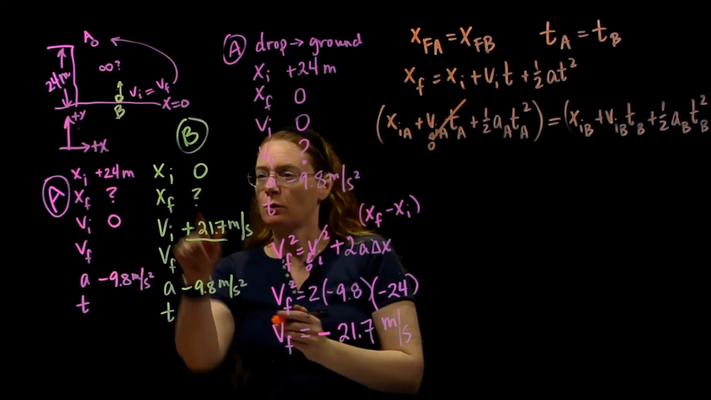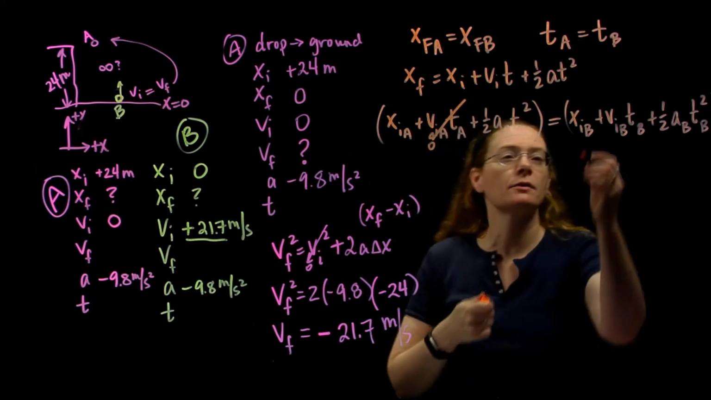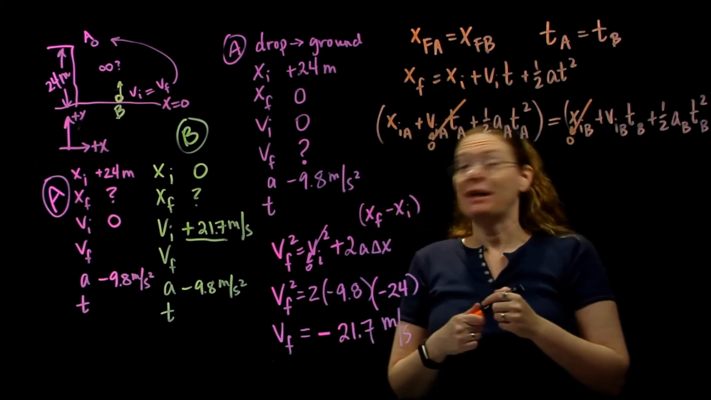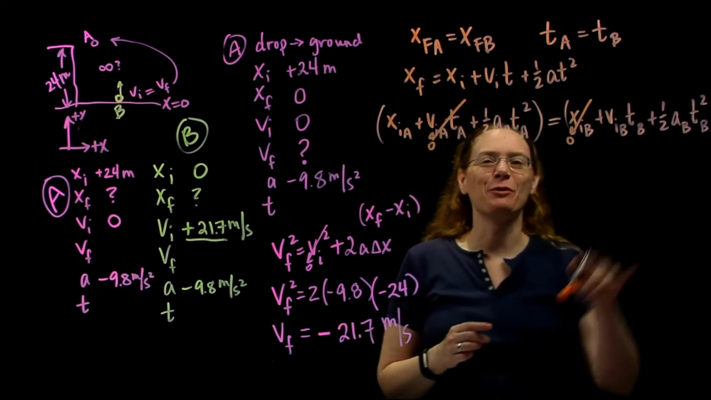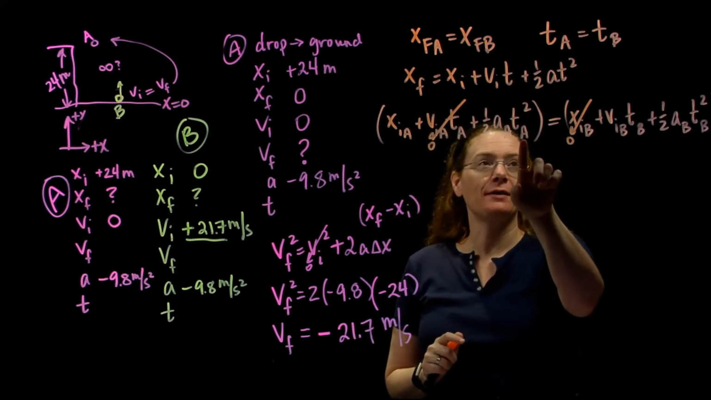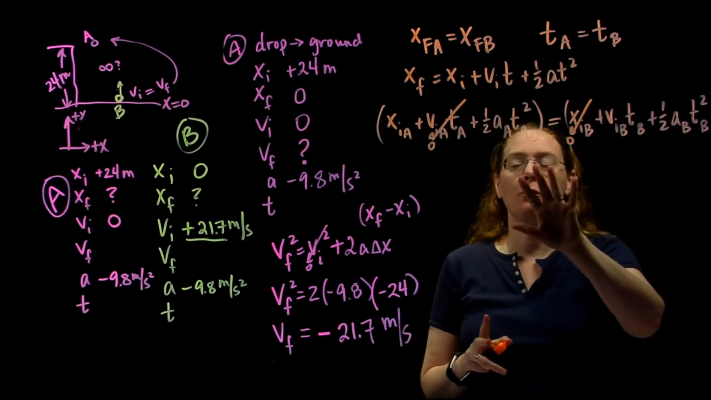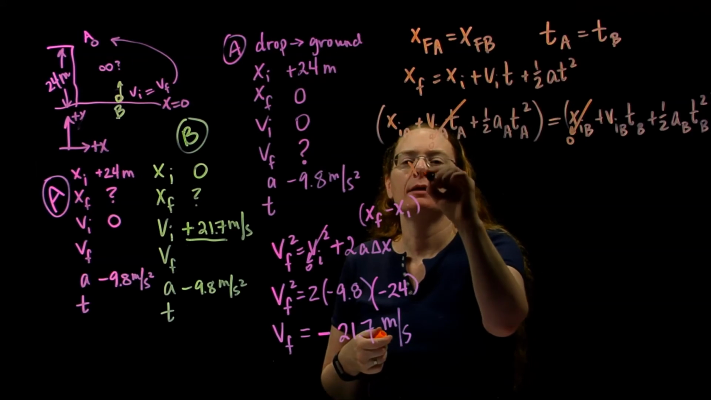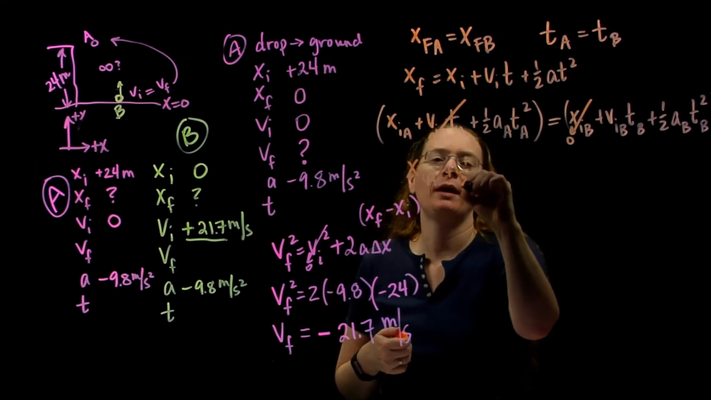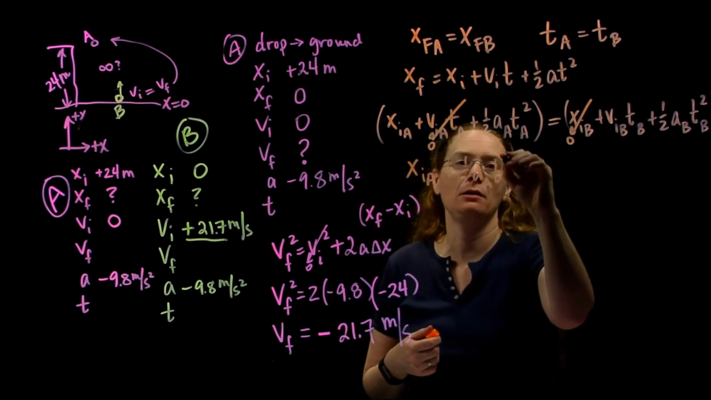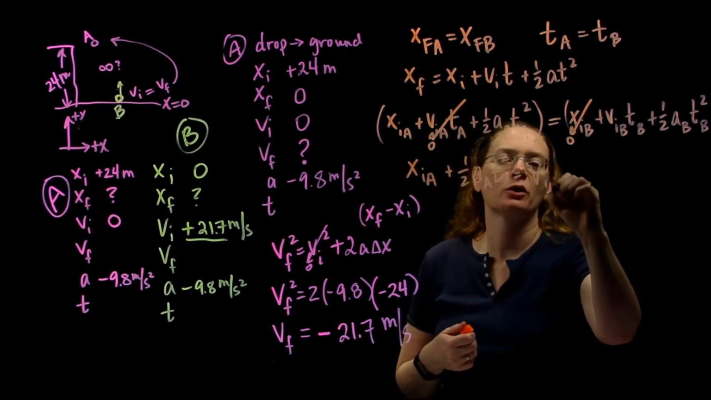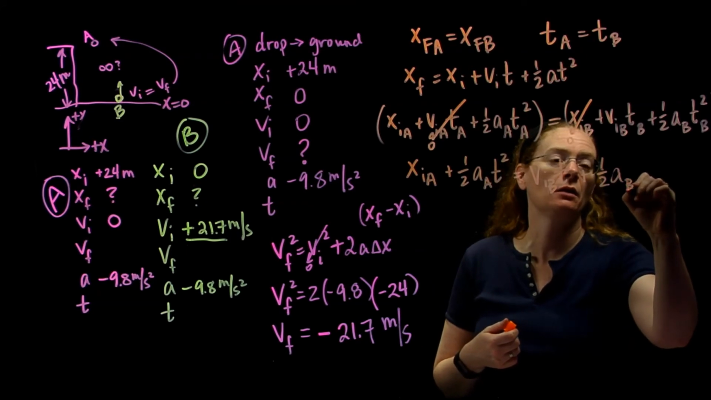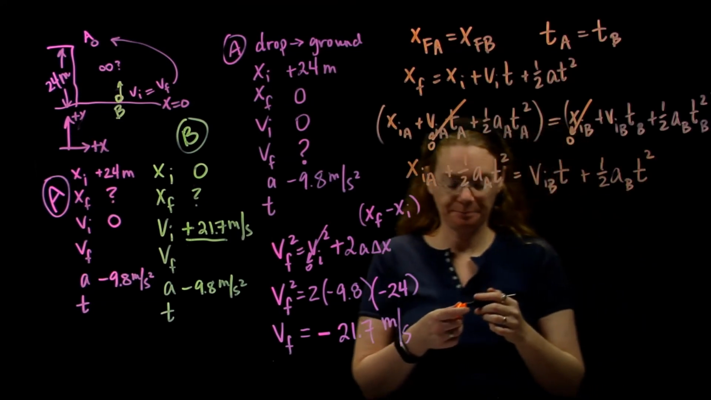What else is 0? I've got x initial of b is 0. Okay, so that drops out. Well, okay, that's it. So what does this simplify down to? And I'm also going to note that TA and TB are the same, so I can just not worry about the subscripts there. X initial a plus 1/2 the acceleration of a t squared equals v initial b times t plus 1/2 the acceleration of b time squared.